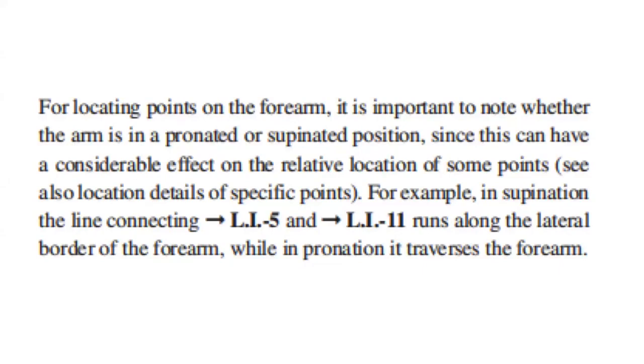For locating points on the forearm, it is important to note whether the arm is in a pronated or supinated position, since this can have a considerable effect on the relative location of some points. For example, in supination, the line connecting LI5 and LI11 runs along the lateral border of the forearm, while in pronation, it traverses the forearm.